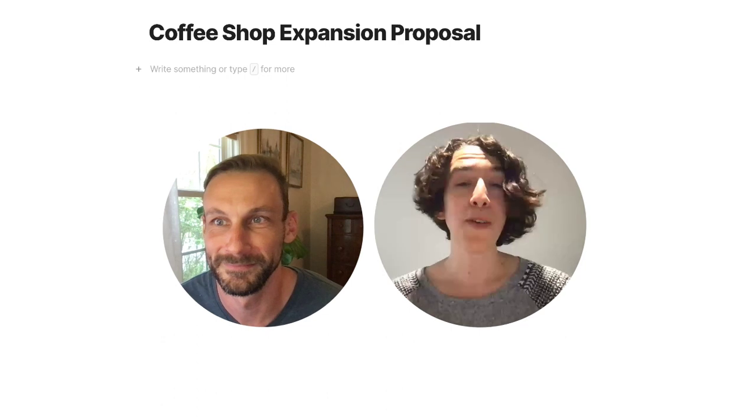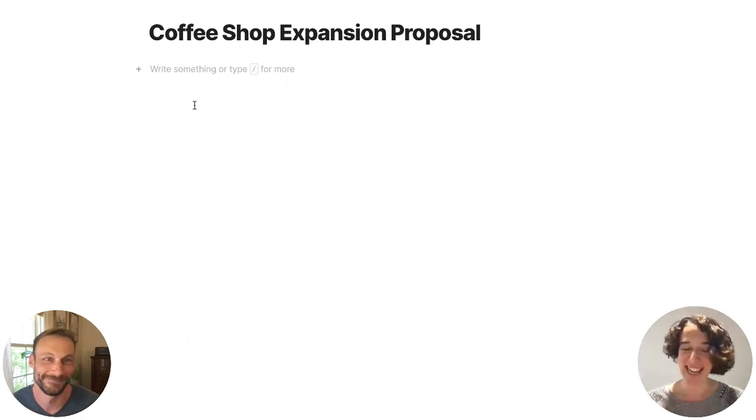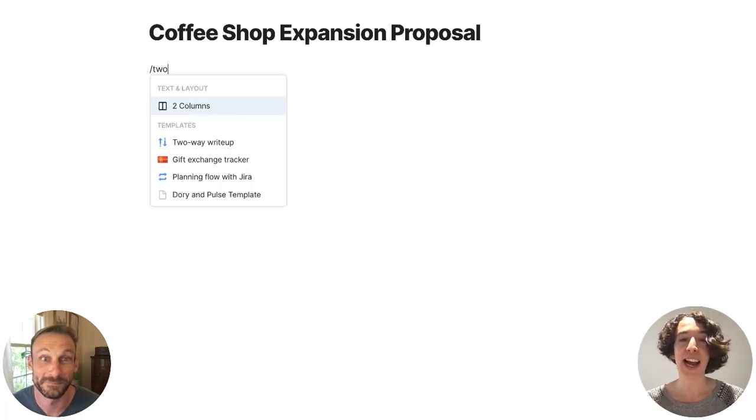Yeah. So I've already shared this doc with Rocky. Let's imagine that Rocky and I are going to start a coffee shop and we want to think about how to expand our drink offerings and what we've got. And we need to get everybody's input. Now, Rocky and I could start typing from scratch, but Rocky and I love to save time. So instead, we're going to type slash. And one of the things we can choose is two-way write-up.